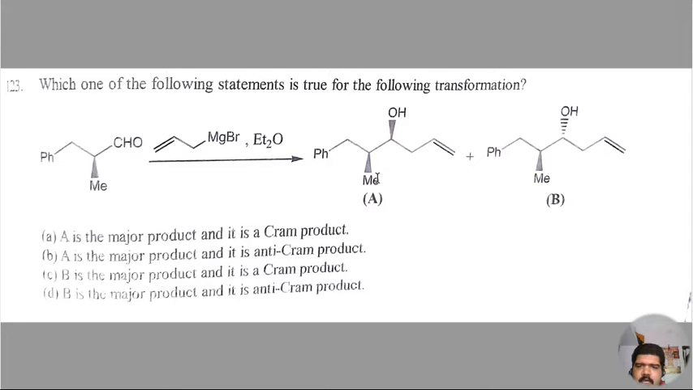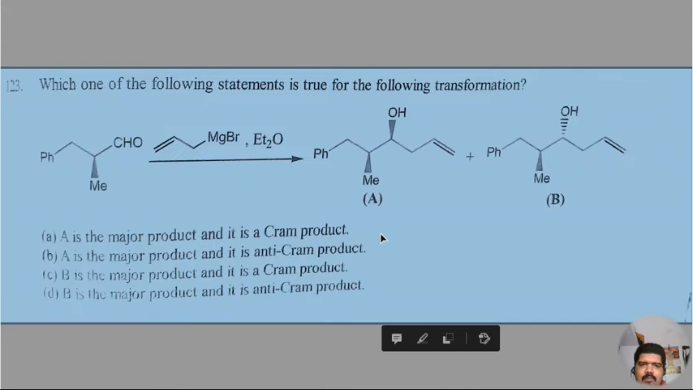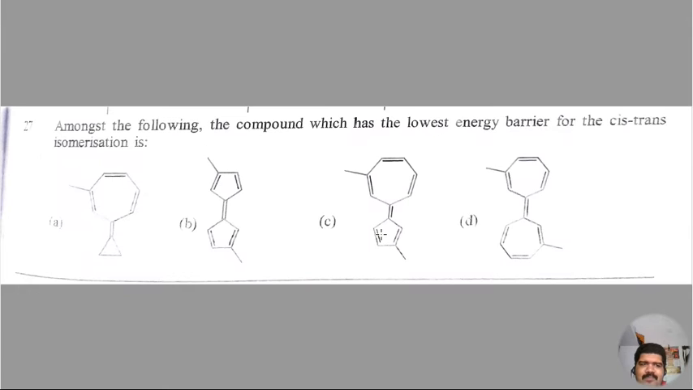What happens in A here? Look at A. Me and OH are given in the same plane, so we can have this PhCH2 and the allyl group on the same plane. So that is given here. So option A is the right answer. A is the major product and it is a CRAM's product. Okay. So now coming to the next question.